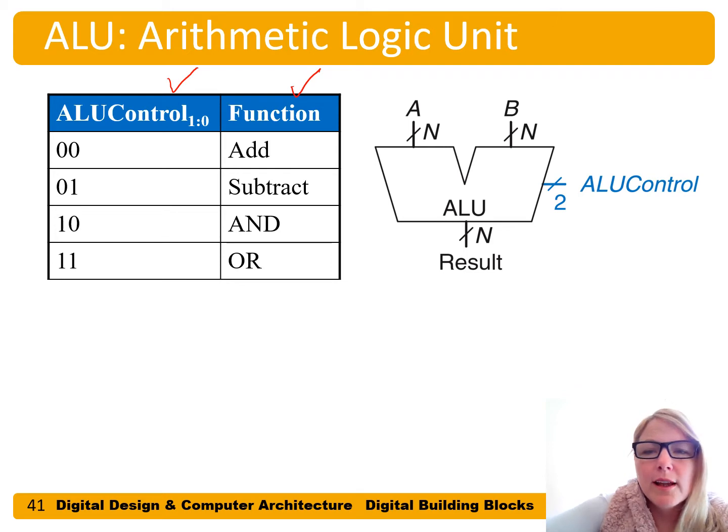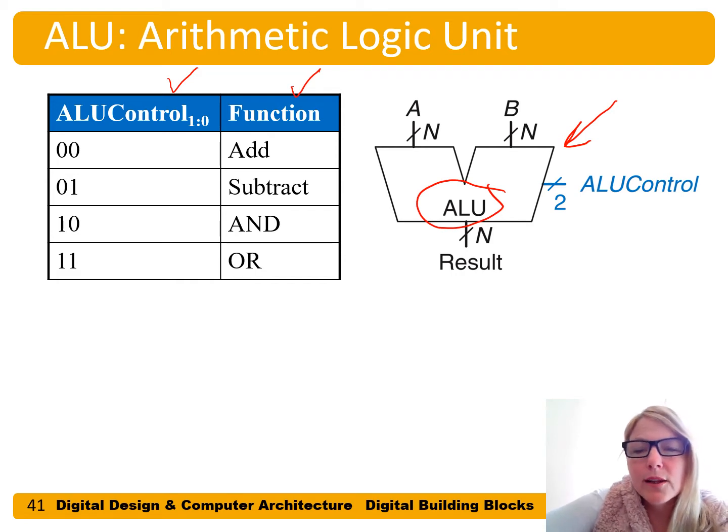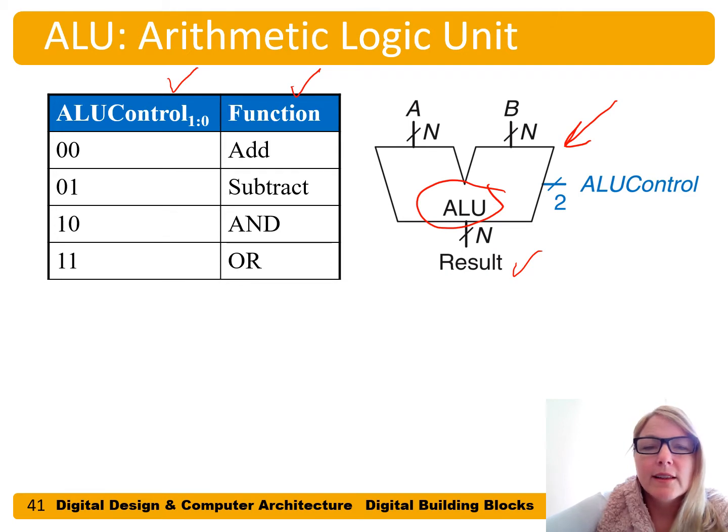And we have a symbol here for an ALU that looks much like an adder, and we'll put the words ALU on that symbol. This is an n-bit ALU, and the result, depending on ALU control, will give us the addition, the subtraction, or the AND or OR of the 2 inputs A and B.